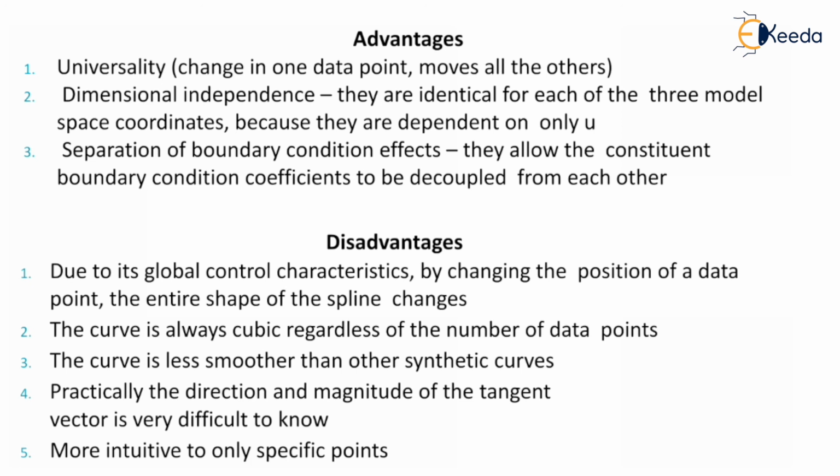Disadvantages: due to its global control characteristic, by changing the position of a data point, the entire shape of the spline changes. The curve is always cubic regardless of the number of data points. The curve is less smooth than other synthetic curves. Practically, the direction and magnitude of the tangent vector are very difficult to know. It is more intuitive to specify only points. So when we go to the next spline curve, you will understand these advantages and disadvantages.